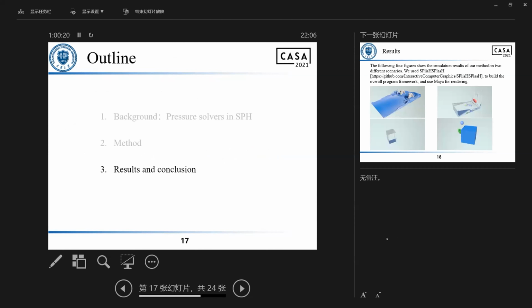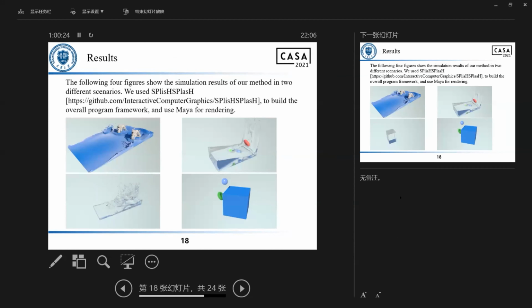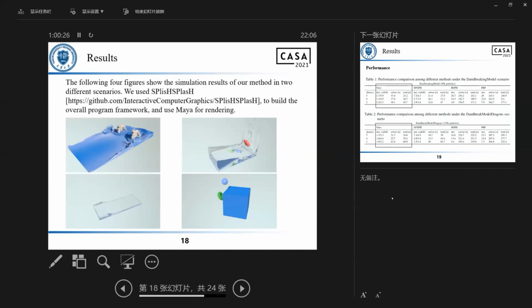Next, we introduce our results. The following 4 figures show the simulation results of our method in 2 different scenarios. We used this to build the overall program framework and use Maya for rendering.